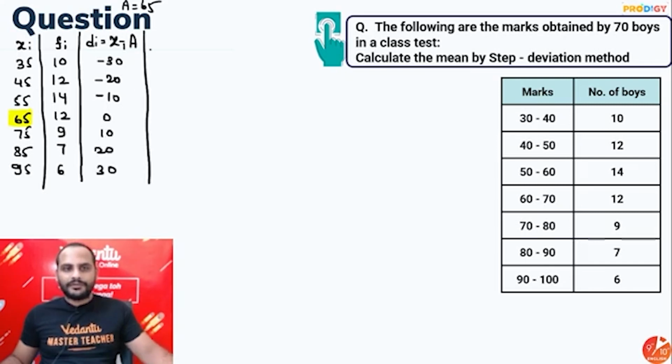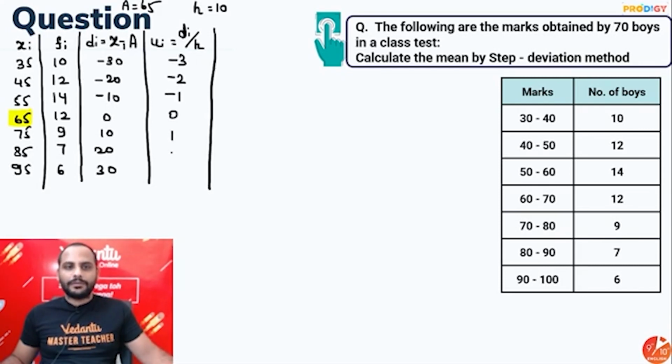Then we'll go for the values of ui, which is equal to the values of di divided by any common factor. So this time I'll take h as 10 because all can be divided by 10. Minus 30 by 10 is minus 3, minus 2, minus 1, 0, 1, 2, 3.